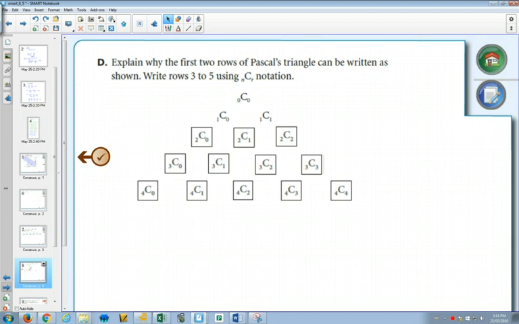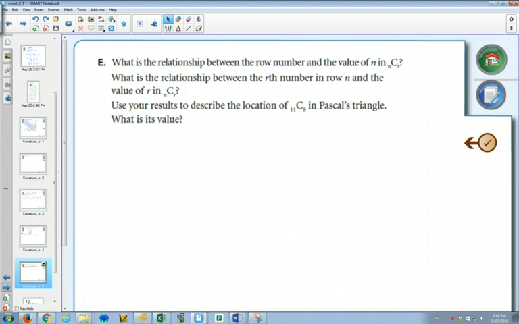And then once you've filled that in, take some time to think about this. What is the relationship between the row number and the value of n? What is the relationship between the rth number and the value of r? Use your results to describe the location of 11 choose 8 in Pascal's triangle.